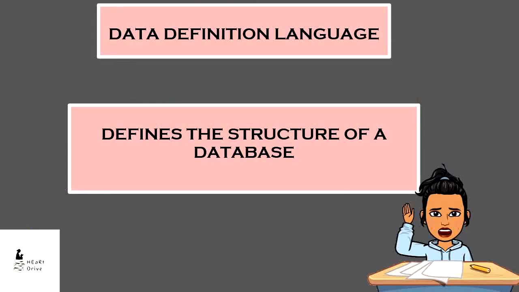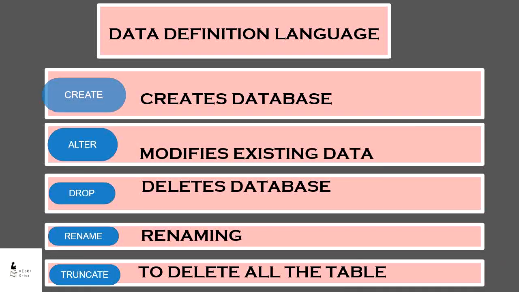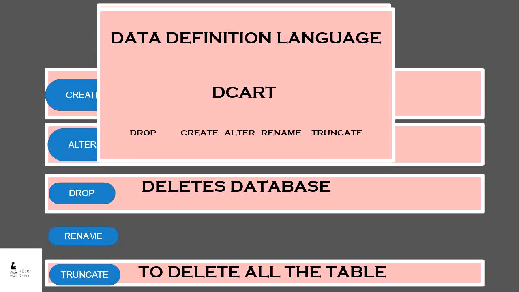Data definition language. DDL commands are used to define the structure of database. So, commands like create, which is used to create a database, alter, it is used to modify the database, drop, deletes a database, rename, to rename an existing object, truncate, to delete all the table records. These are the commands which decide the structure of a database. The code box for DDL commands is DCART.